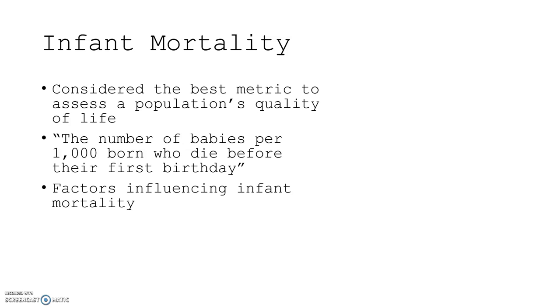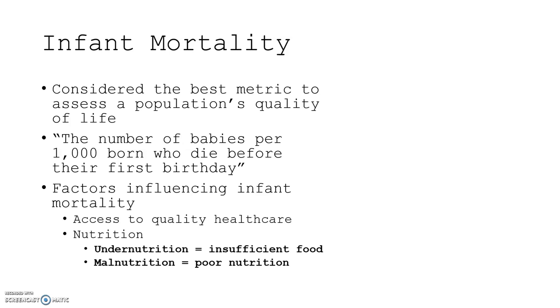Factors that influence infant mortality: access to quality health care, nutrition. There's two ways we look at that. Undernutrition is insufficient food, not having enough. Malnutrition is you have enough food, but not the right quality of food or not the right ingredients. For example, you only eat rice as your entire diet, so you're malnourished.